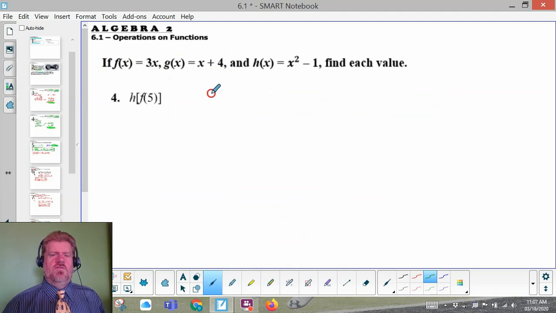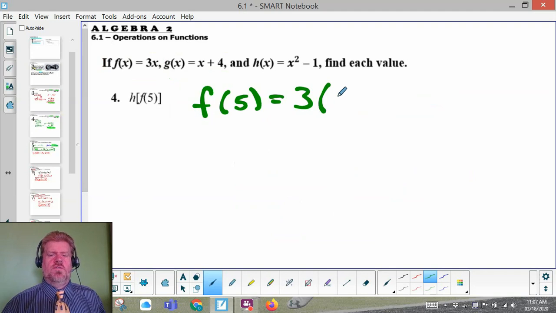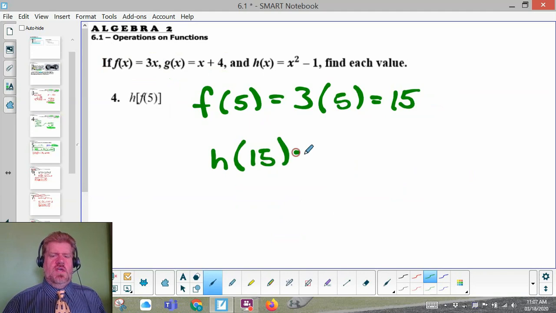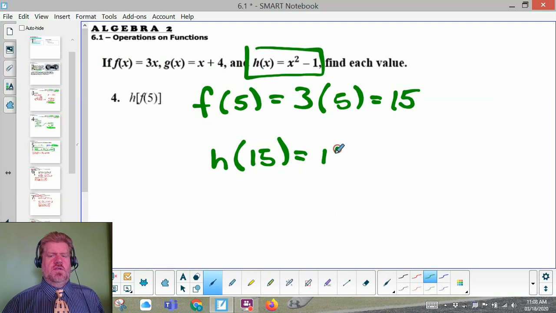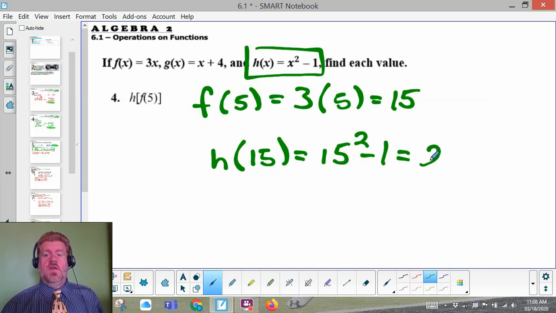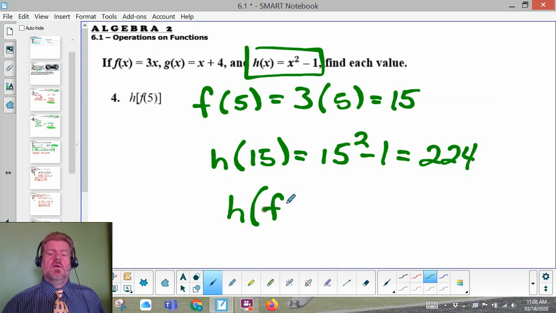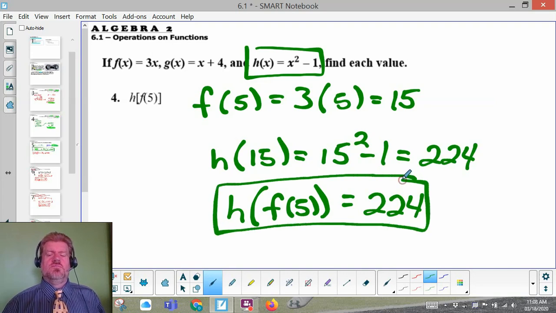All right, f of 5. It's 3 times a number. Well, 3 times 5 is 15. And then put that 15 into the function of h. H is x squared minus 1. Well, that x happens to be 15. Do you guys remember what 15 squared minus 1 is without a calculator? Well, it's 224. And I did not calculate that. I happen to know that one. I know many of my squares. Well, not all of them. I know them up to 20. So, okay.